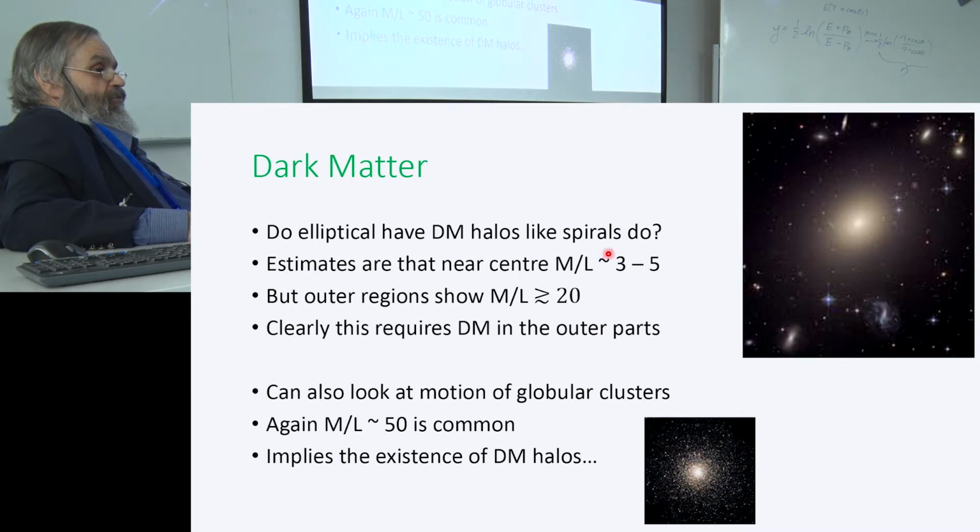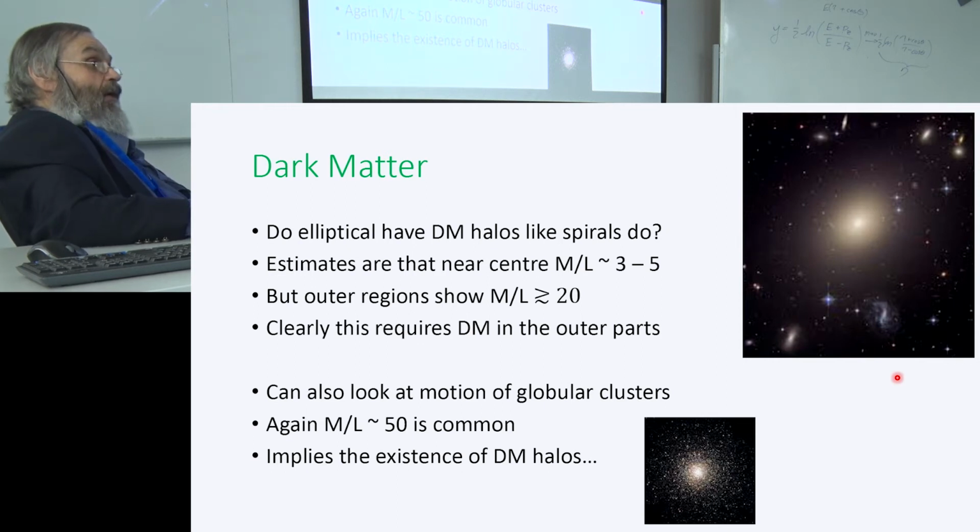So, do ellipticals have dark matter halos like spirals do? Near the centre, we think the mass to light ratio is around 3 to 5, and in the outer regions, it's about 20. So that means that there must be dark matter in the outer parts. And you can look at the motion of globular clusters, and again, we get mass to light ratios around 50. So that means that the elliptical galaxies do indeed have dark matter halos. You can't explain their dynamics without it.